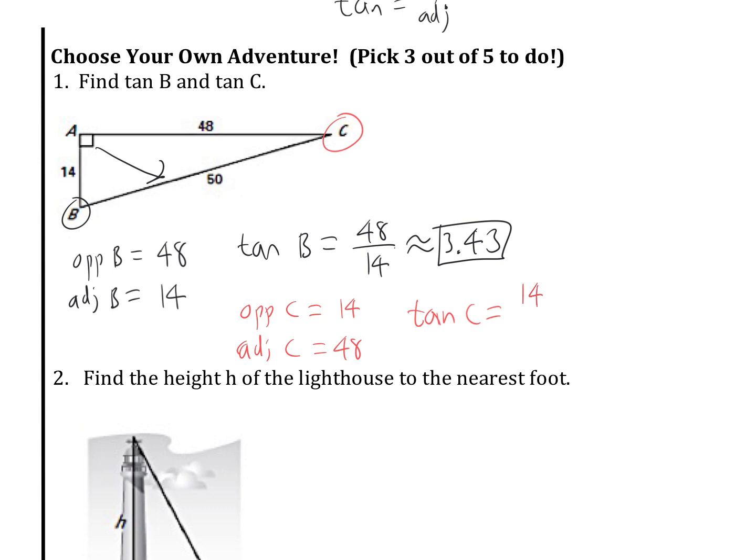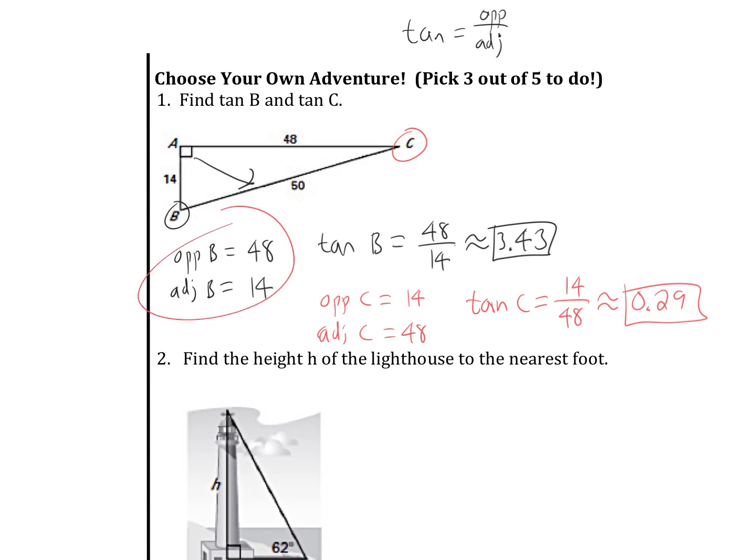You can see it's just going to be flipped here. 14 over 48, which is approximately 0.29. Okay? So, I didn't really mention in the original problems, but if it helps you to list these out like this and set it up that way, that is a totally good way to do that.